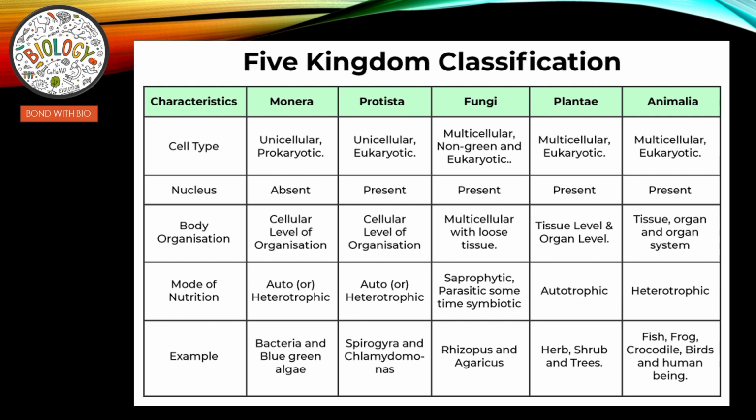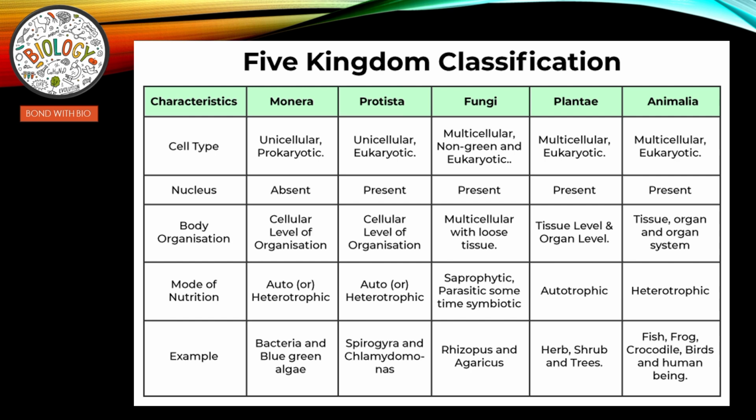Under Monera, cellular level of body organization is found. For Protista, cellular level of organization. In fungi, multicellular with loose tissue. In Plantae, tissue level and organ level body organization is found. And in Animalia, tissue, organ and organ system level of body organization is found.